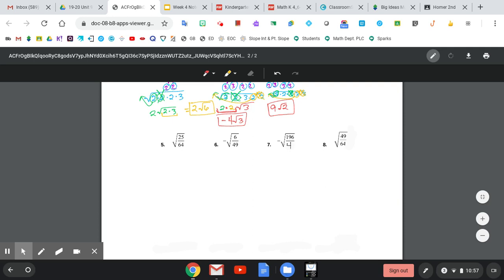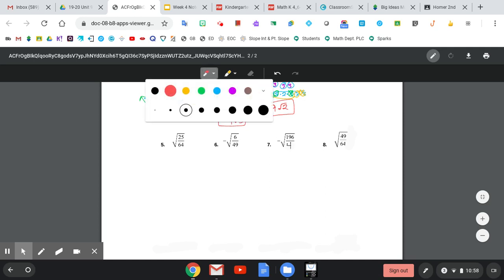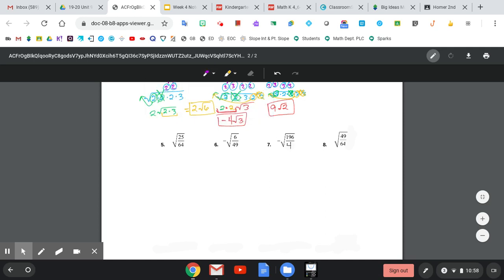So number 5, we have the square root of 25 over 64. What's nice about these problems is when they're as a fraction, you can actually separate them. So I can change this to the square root of 25 over the square root of 64. And we should know the square root of 25 is what? 5, right? And the square root of 64? 8. And then does 5 over 8 reduce at all? Sure doesn't. That's our answer.